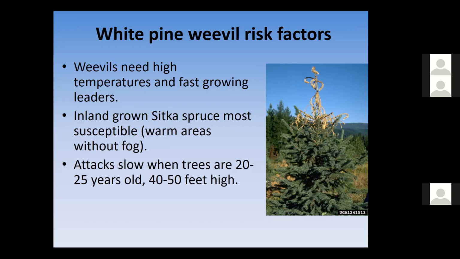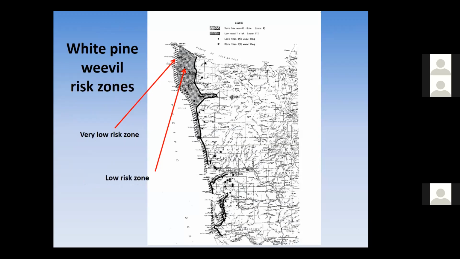They like younger trees, but once they get to be about 20, 25 years old, 40, 50 feet high, they just naturally stop attacking those trees. So eventually, even though it looks horrible, these trees will grow out of it. And this is just kind of an old study, a map showing you where the lower risk for weeviling is, pretty close to the coast, the very low risk. And then this darker gray area is low risk. And you even get to go up in the river valleys here because there's more fog in those. But anywhere further inland, you see more weeviling attacks.